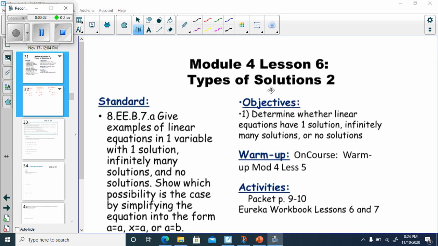This is Module 4, Lesson 6. We're going to do a second round on types of solutions just to make sure that we all understand them. We're determining whether a linear equation with one variable has one solution, infinitely many solutions, or no solutions.